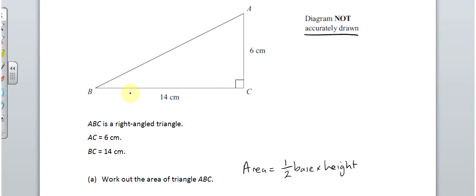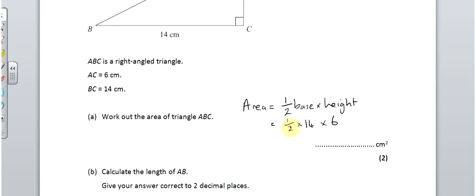And the base of this triangle is 14 and the height is 6. So it's going to be a half of 14 times 6. And a half of 14 is 7, and 7 times 6 is 42, and that's the area we're after, 42.